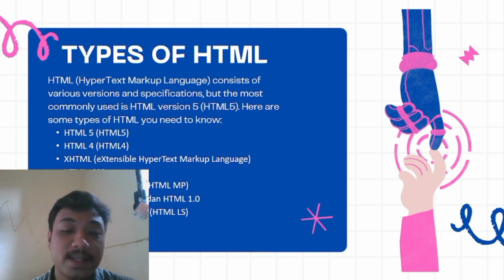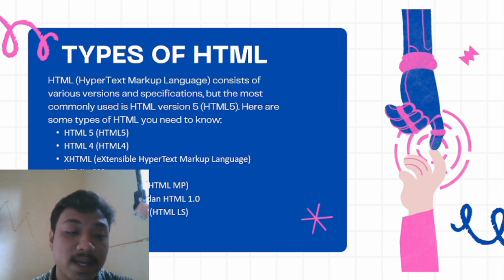Next is HTML Mobile Profile, or HTML-MP. This is a variant of HTML adapted to mobile devices. HTML-MP allows developers to create web pages optimized for mobile devices with smaller screen sizes. Next are HTML 3.2, HTML 2.0, and HTML 1.0. These are the early versions of HTML used in the early days of web development. They have much more limited features compared to the more recent versions.